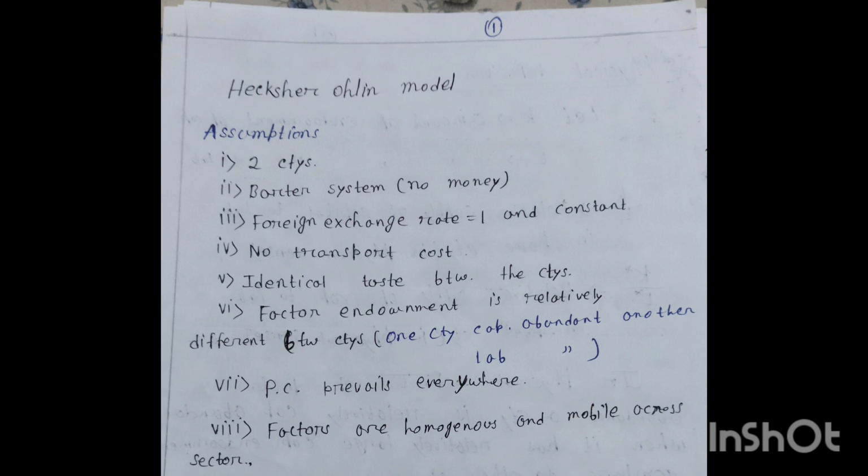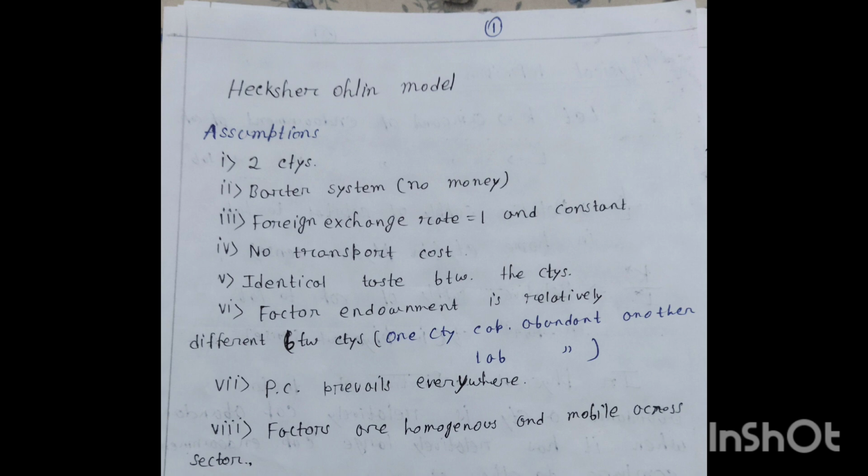The next assumption tells us that the factor endowment is relatively different between the countries. That means one country is capital abundant and in that scenario another country has to be labor abundant. Suppose country A, which is capital abundant, is using capital at a very extensive rate or extensive amount to produce the good. In that scenario country B will produce the good using labor at an extensive rate or extensive amount.